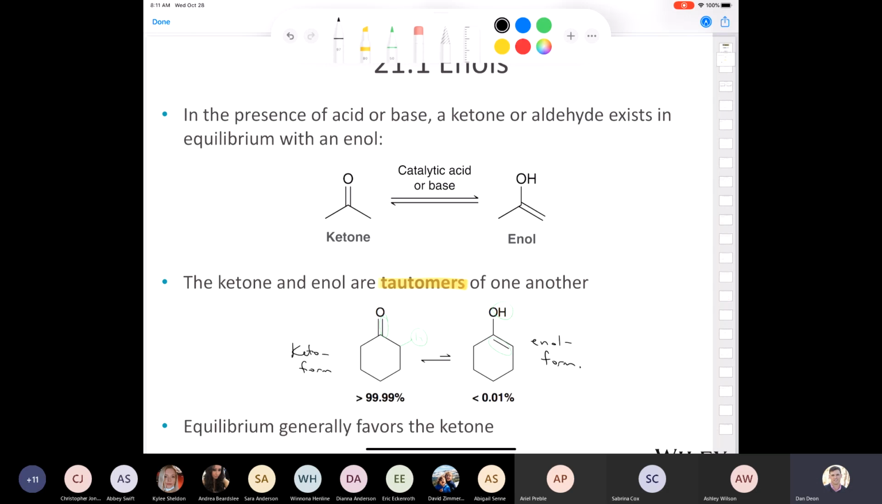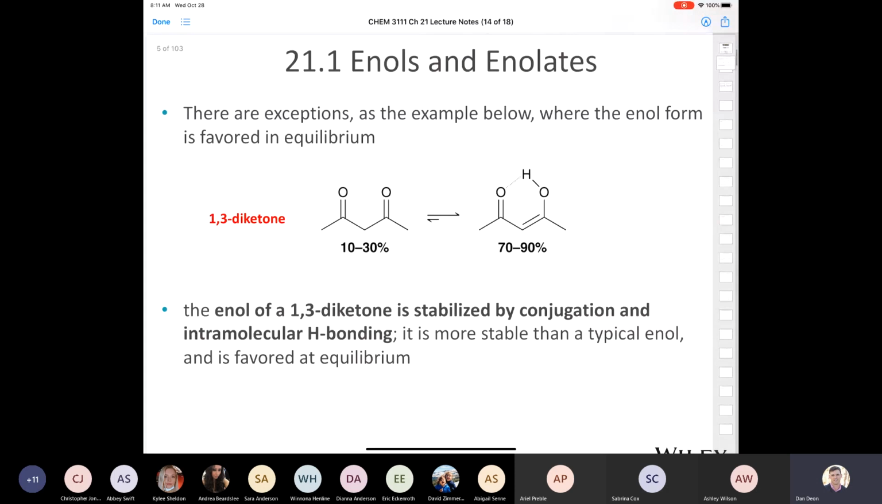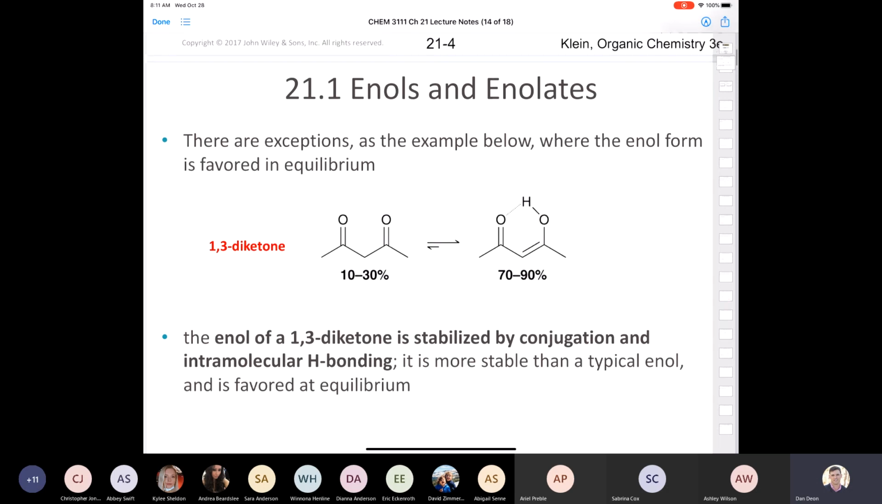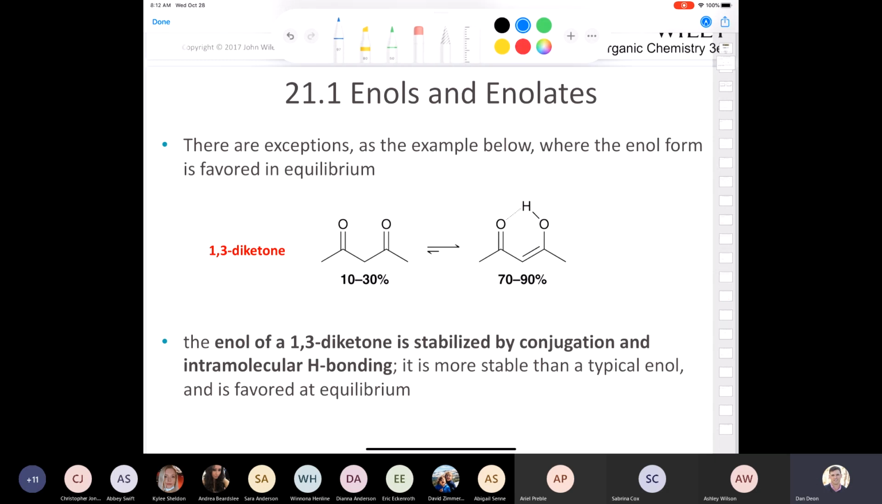All right, but you might be wondering, are there cases where the enol would predominate? And the answer is yes, and we're going to look at 2 specific examples where the enol form would predominate over the keto form. And here we see there are exceptions, and here's one of them. When we have a 1,3-diketone, and that's what's shown here, and the reason we call that a 1,3-diketone, you can imagine, is because the 2 carbonyls are 1, 2, 3 carbons apart, so that's a 1,3-diketone.